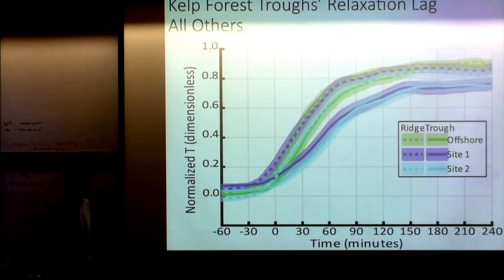So the trough sensors in the kelp forest lag the relaxation at the ridge sensors in the kelp forest, as well as their depth equivalent sensor in the offshore water column. And so it's the difference between these two that might tell us that there's some sort of impedance of internal bore relaxation by the topography.